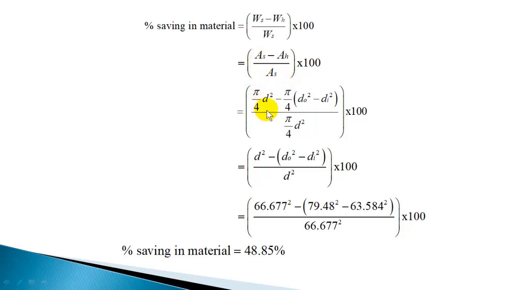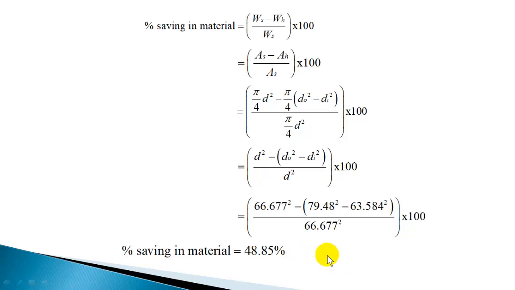So A_s is π/4 d². Area of cross section of the hollow shaft is π/4 (d₀² − d_i²), divided by π/4 d². π/4 can be taken outside in the numerator, and in the denominator you have π/4, so π/4 cancels. So you get (d² − (d₀² − d_i²))/d² × 100. We already know d₀ and d_i, so you can substitute those values and find out the percentage saving in material. So you get the percentage saving in material as 48.85% in this case.